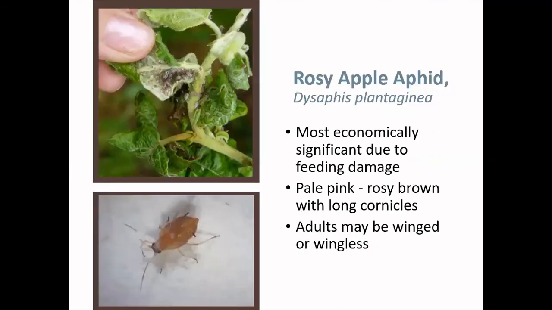Rosy apple aphid, on the other hand, does cause some fairly significant economic damage. So the thresholds for rosy apple aphid are much lower than green. With rosy apple aphid, it's a pale pink color, and similar to green apple aphid, both wingless and winged individuals can be produced in the colony.